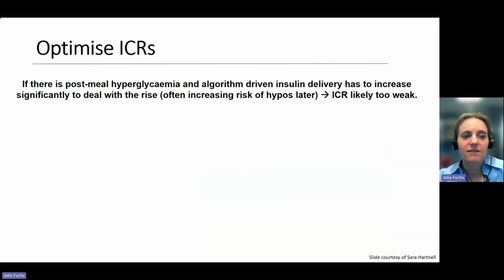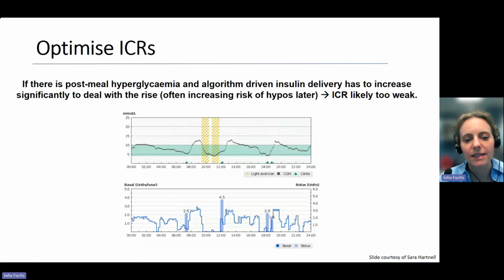Conversely, if you're getting big rises after the meals and or the algorithm is really pumping in a ton of insulin to deal with that rise, often then increasing the risk of a delayed hypo, it's likely that your carb ratio is too weak. And you can see that here. So someone's given a bolus for breakfast, 2.6 units, and you can see then that the system has given a lot of insulin behind. So if you look over here, probably about 2.5 units per hour for a couple of hours. So double the amount of bolus has gone in the 2 hours afterwards. And you can see then here that there's a delayed hypo because of basically delayed insulin delivery because the bolus wasn't big enough for the meal.